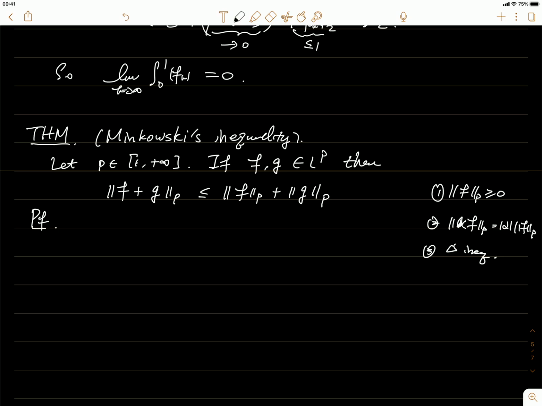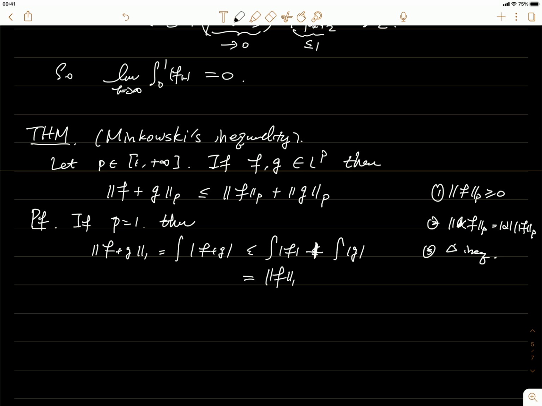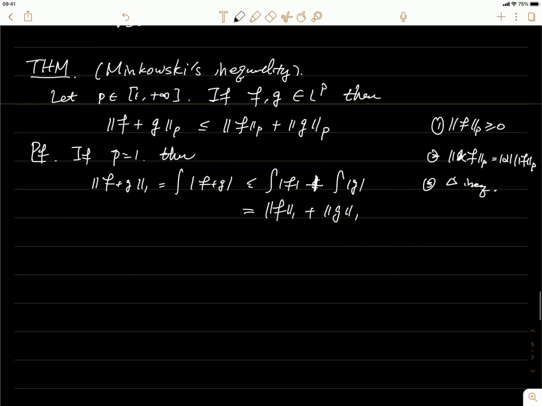Okay, so the proof: if p is equal to 1, then this is just the 1-norm of f plus g, and that's just the integral of |f plus g|. By the triangle inequality, that is less than or equal to the integral of |f| plus the integral of |g|, and the right-hand side is just the 1-norm of f plus the 1-norm of g. So it holds.